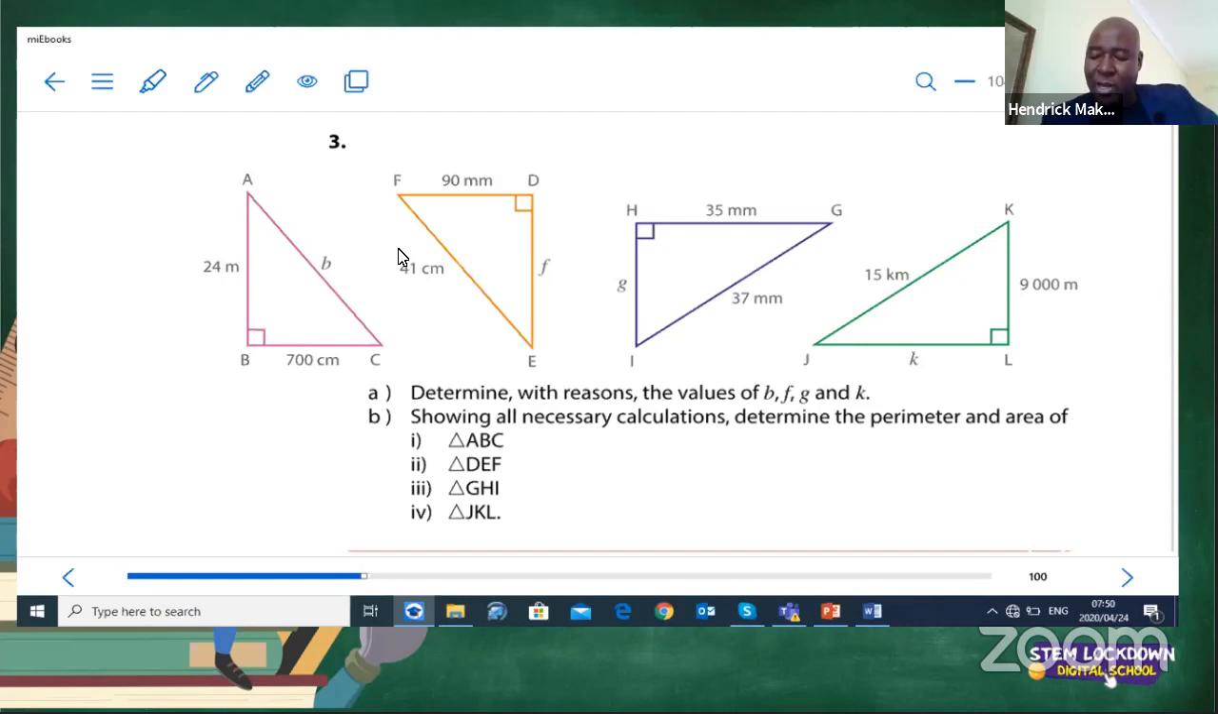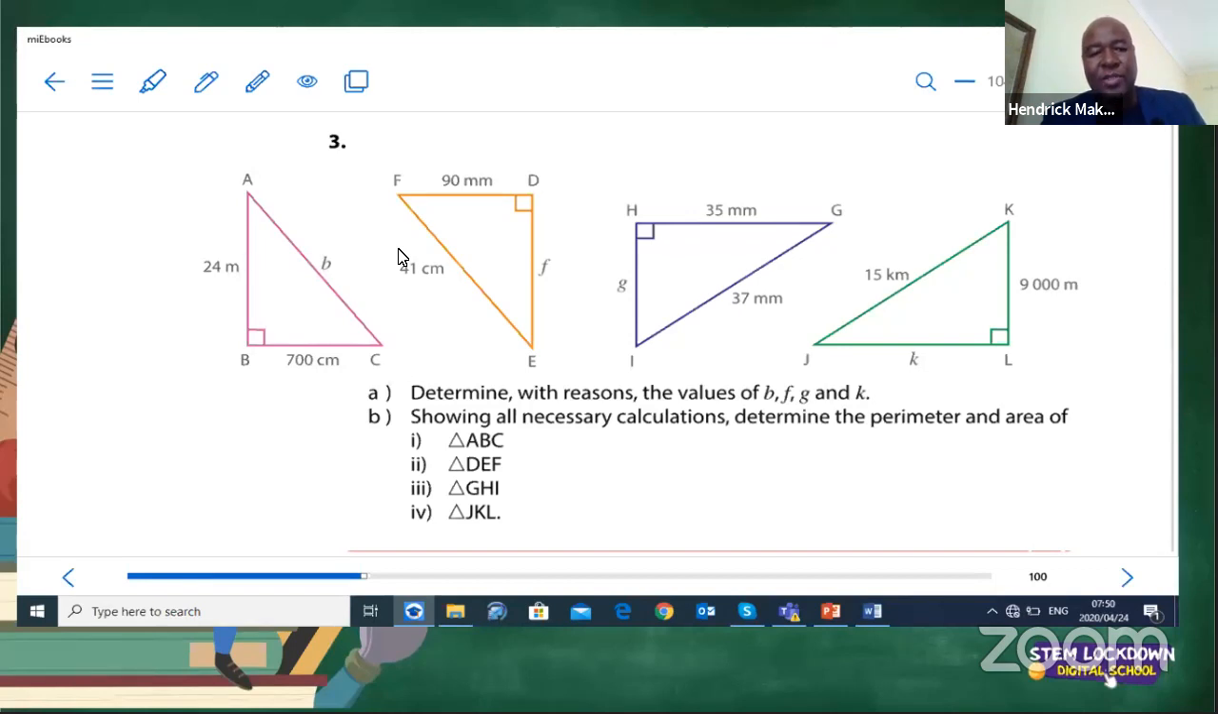Given which is side B, let's look at side B and calculate the value of B. Now, if you remember in Pythagoras, our B there will be the hypotenuse side. And of course, the other two sides are given as 24 meters and 700 centimeters, respectively.